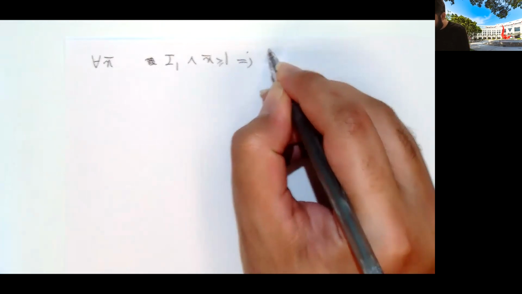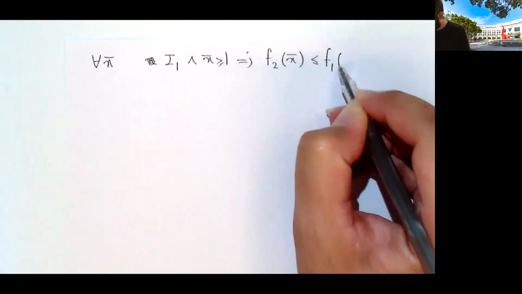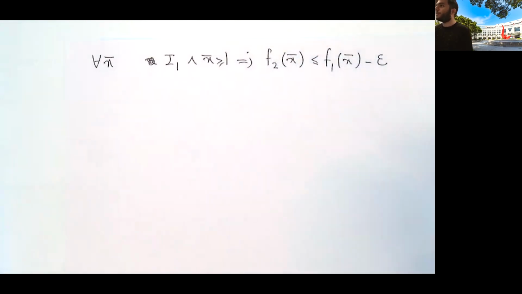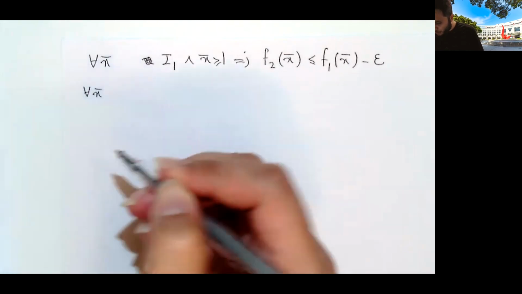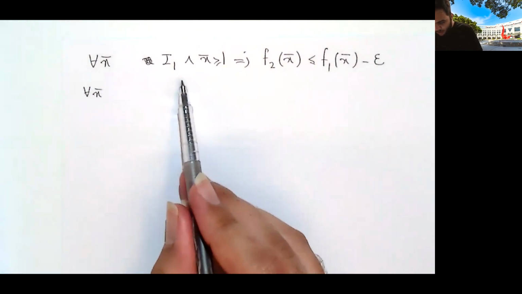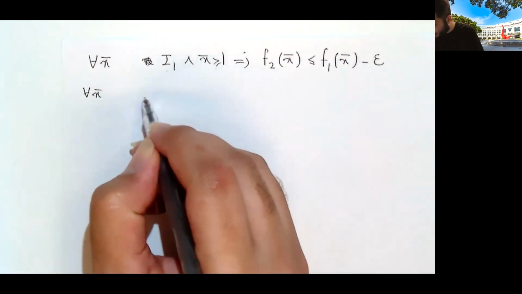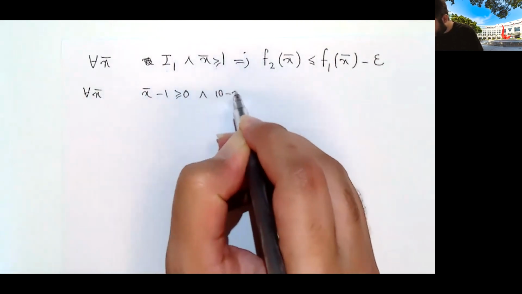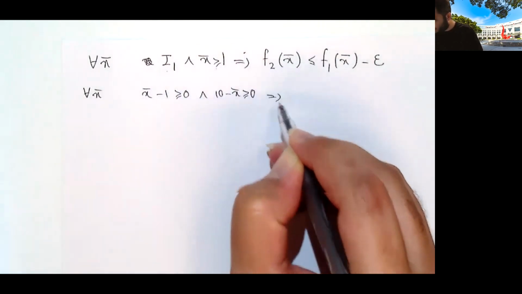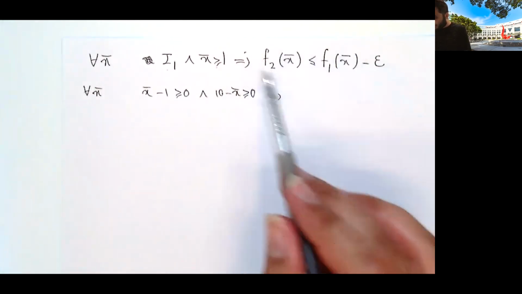Then when I go to line 2, my value is f2 of x, right? And this should be less than or equal to f1 minus some epsilon. Okay, let's expand this. So this is for every x bar. I1 says that x is between 0 and 10, and this says x is greater than or equal to 1. So x is between 1 and 10. So I can just write x minus 1 greater than 0 and 10 minus x greater than 0. So this part is the same as before. Now we just have to figure out this part.